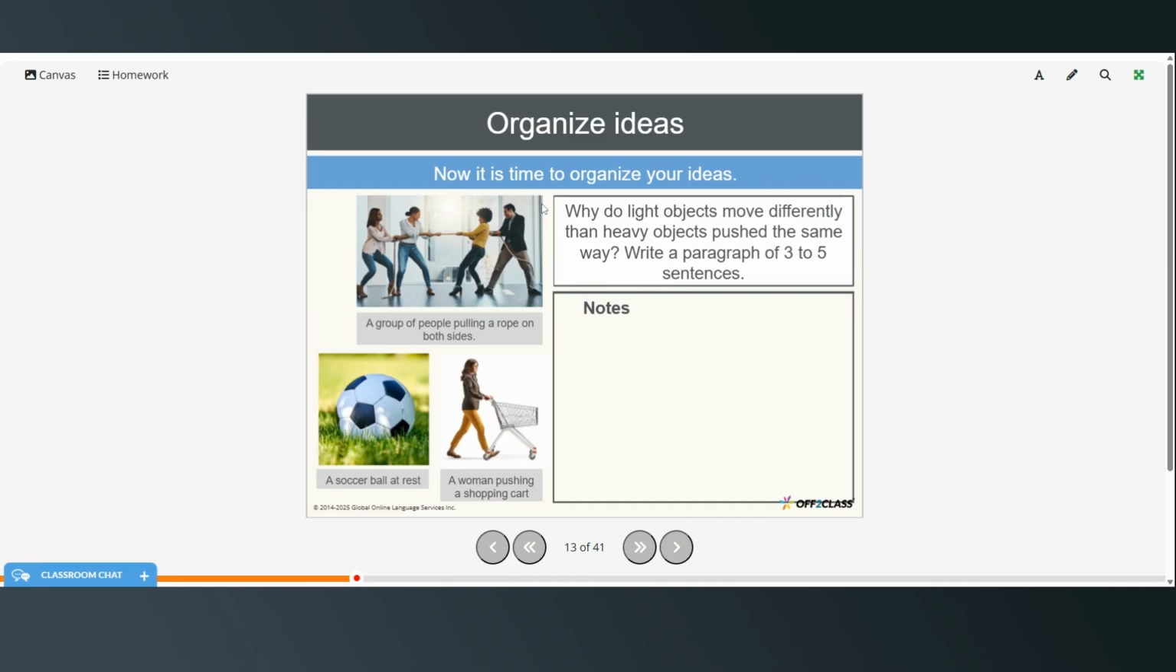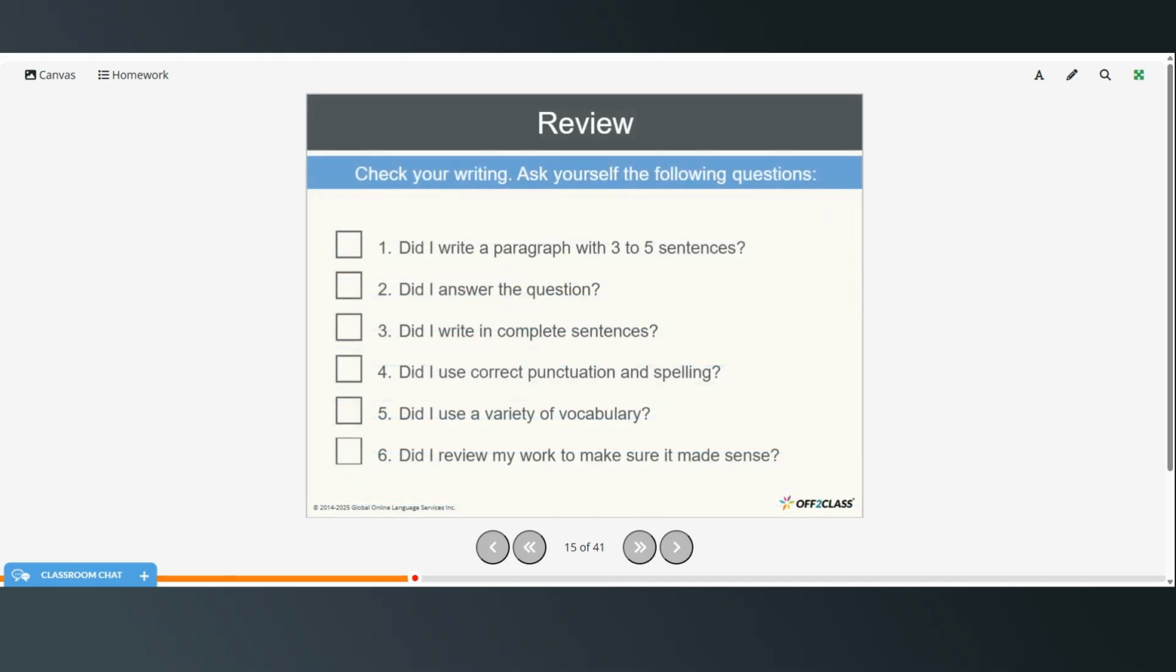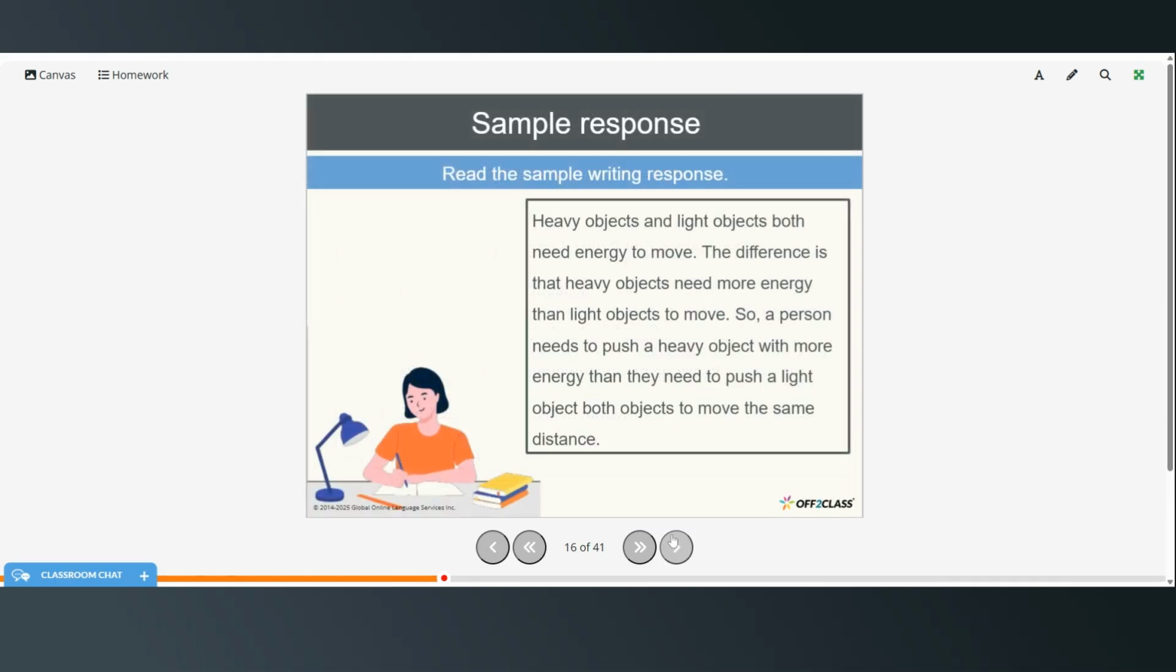So you can organize your ideas by looking at your notes and the pictures, the sentences below the pictures. Then go ahead and write your paragraph. And then check your finished paragraph against the items in the checklist. And now we'll take a look at a sample response.